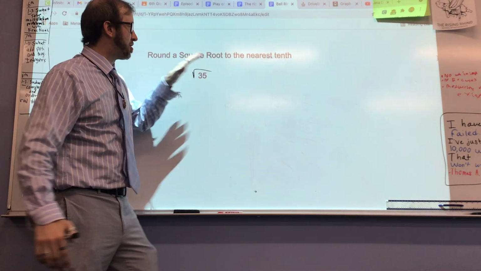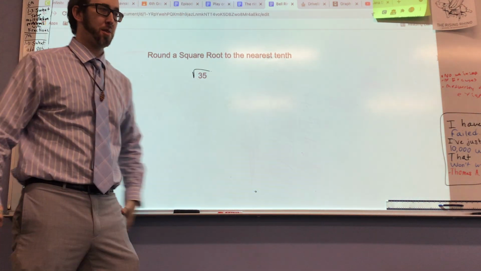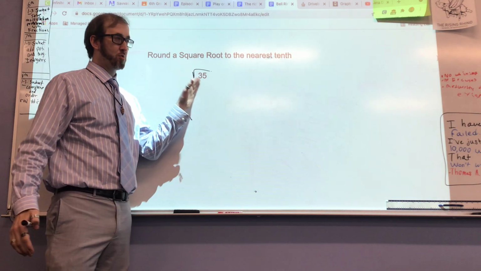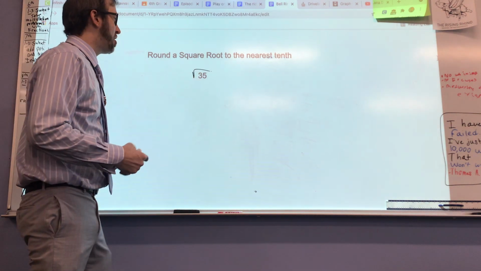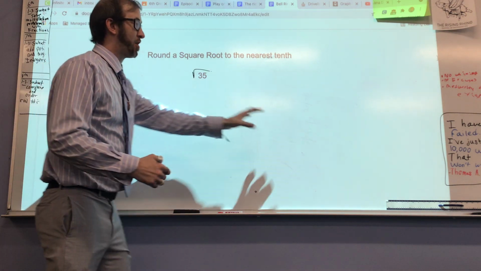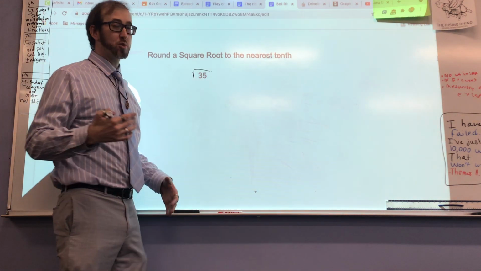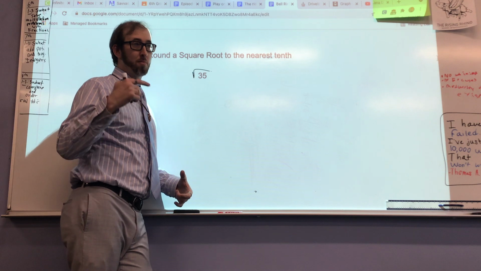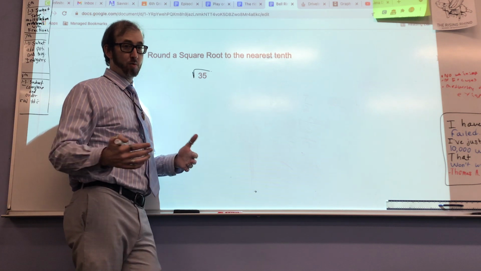Today we're going to round a square root to the nearest tenth. So this is the square root of 35, or radical 35. We need to know our perfect squares, first of all. If you don't know that, I'm going to put them off to the side. A perfect square is any number multiplied by itself.